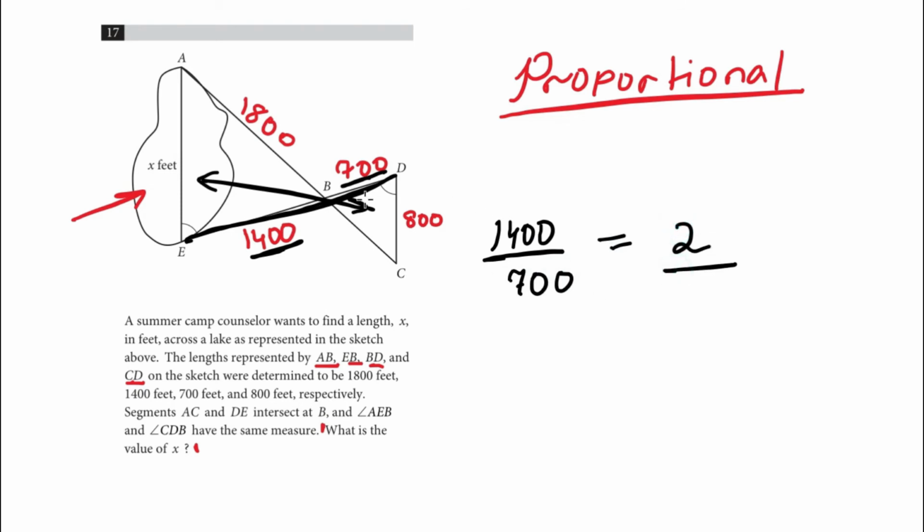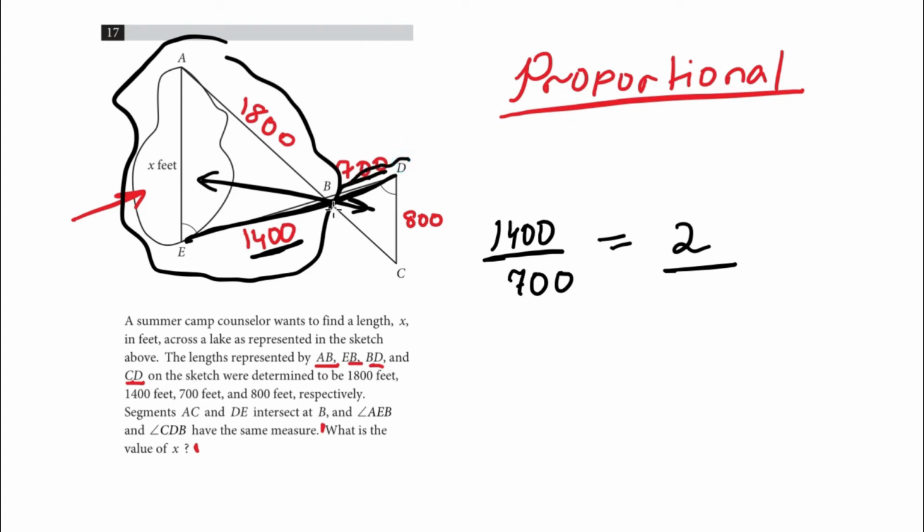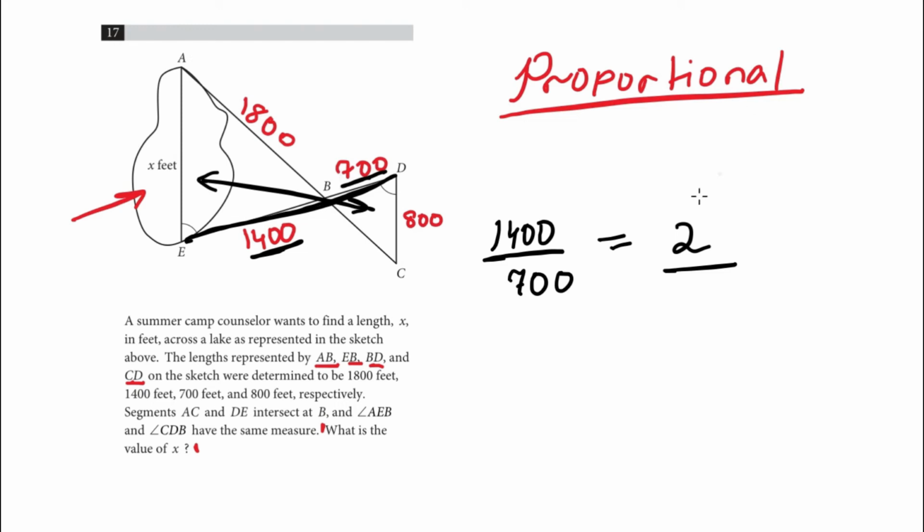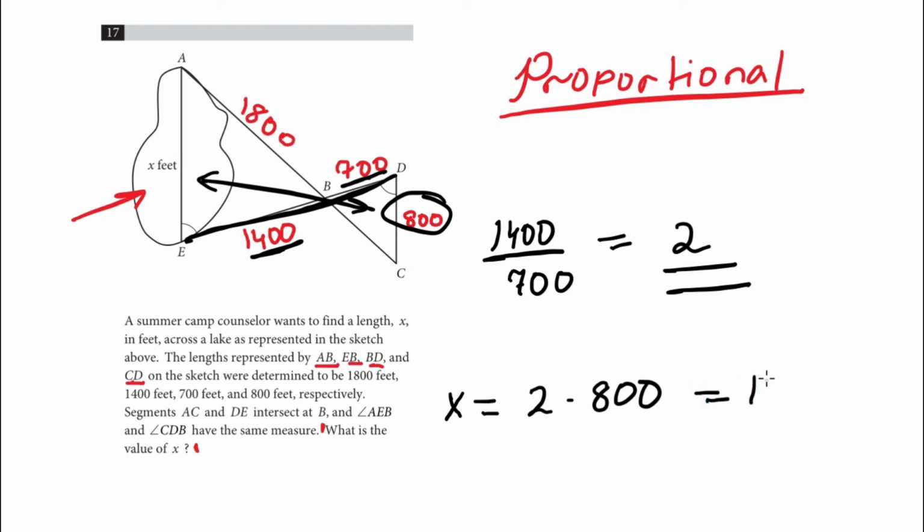This 2 means that this triangle is actually 2 times larger than this triangle, and so all of the opposite sides will be larger as well by that proportionality 2. So in order to find x feet, we need to multiply the opposite side, the side that is right across it, by 2. So x is going to be 2 times 800, proportion times the opposite side, or the side right across that segment, and that gives us 1,600.